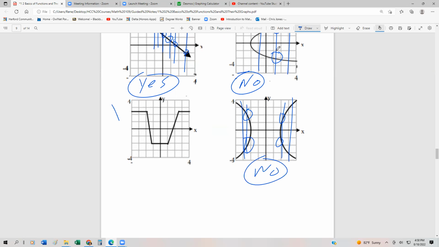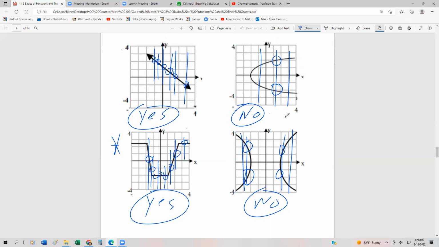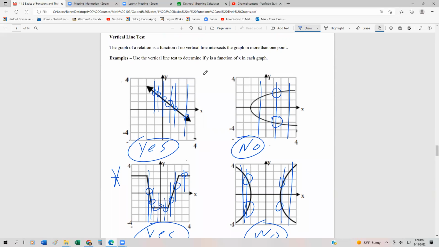The trickiest one is this one right here, especially in the middle. So you have to be really careful when we draw vertical lines. If we draw vertical lines, and although it's a little bit tough to see, we notice that every time we draw a vertical line, it only intersects the graph of the relation at exactly one point. So this one, although tougher to see, is indeed a function. That's all you have to do to determine if the graph of a relation is a function or not: use the vertical line test.